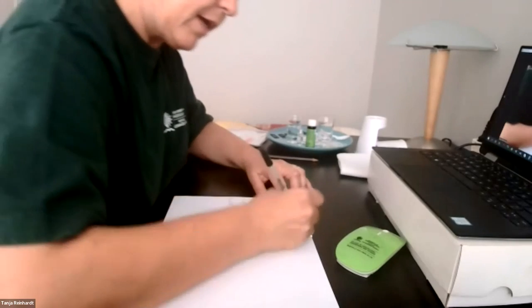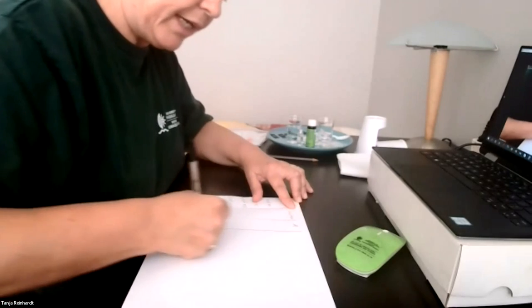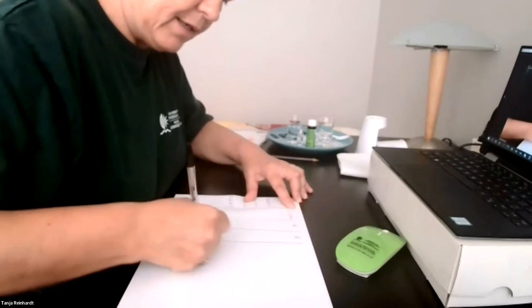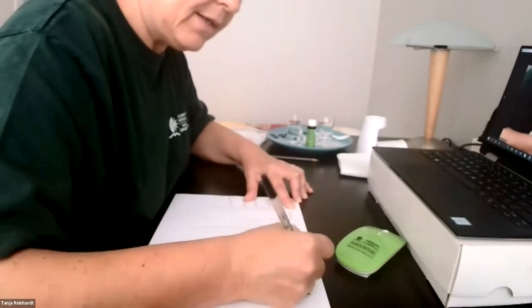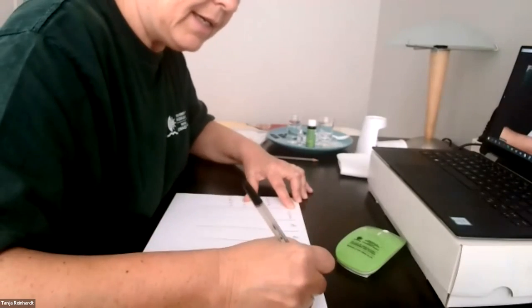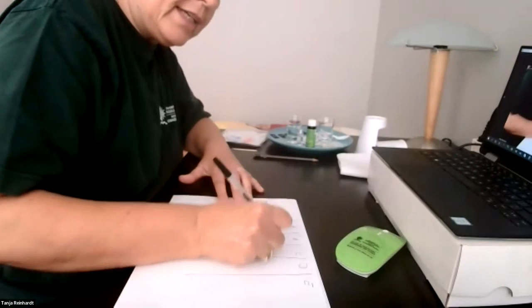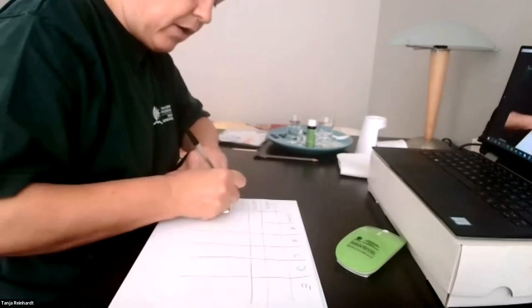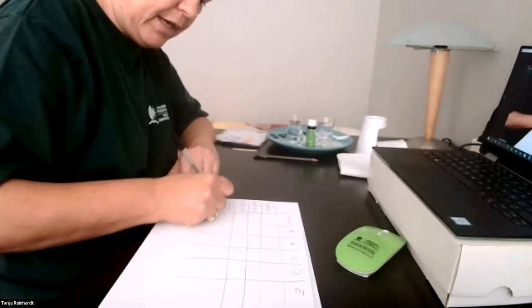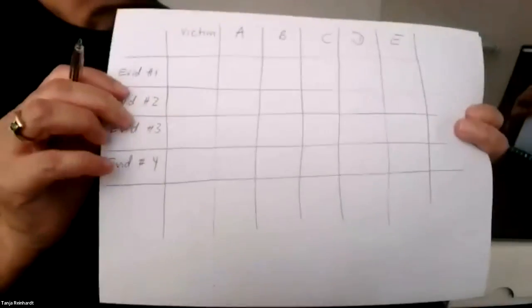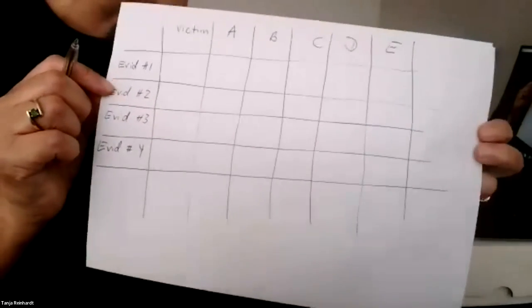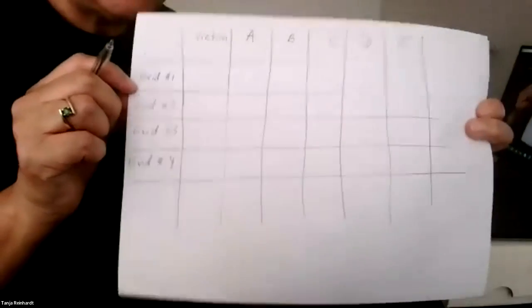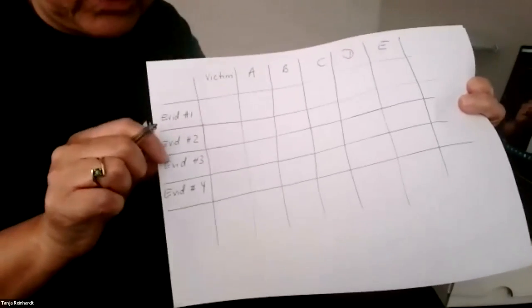We have suspect A, and I'm just writing A, B, C, D, E. And what we're now trying to find is if there is a connection between the evidence and our suspects. Here we go. So this is how the table is going to look. I hope that you also already start drawing your table. So you have evidence one, two, three, four, and then you just write the victim.